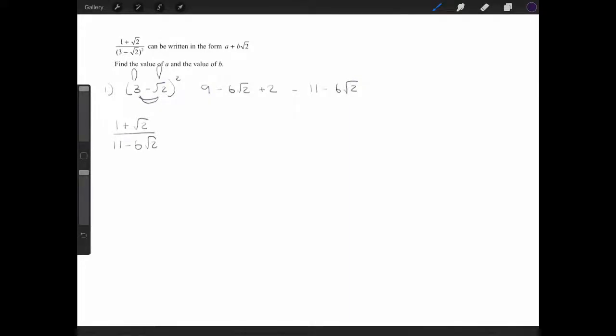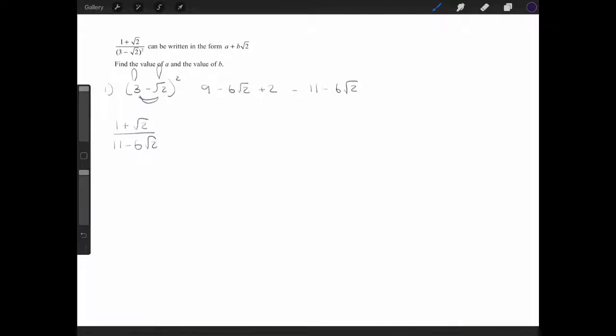So we've got rid of that bracket, which is good. Don't be tempted at this point to try and cancel by root 2 because, of course, you can only do that if there is a root 2 in every term, and there are 4 terms there. There's a 1, a root 2, an 11, and a negative 6 root 2.